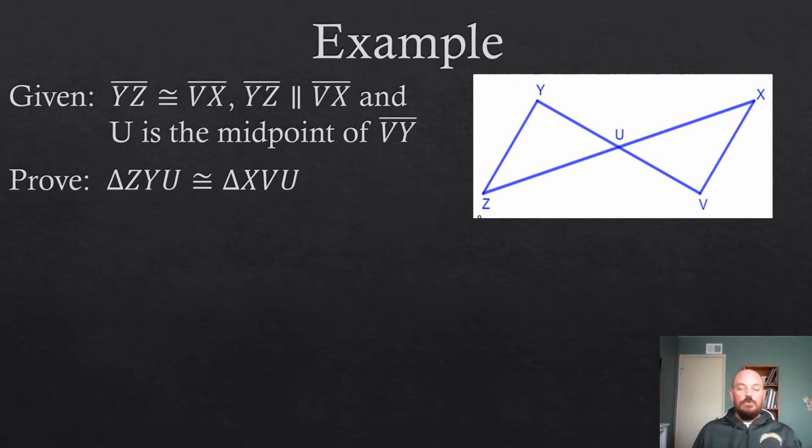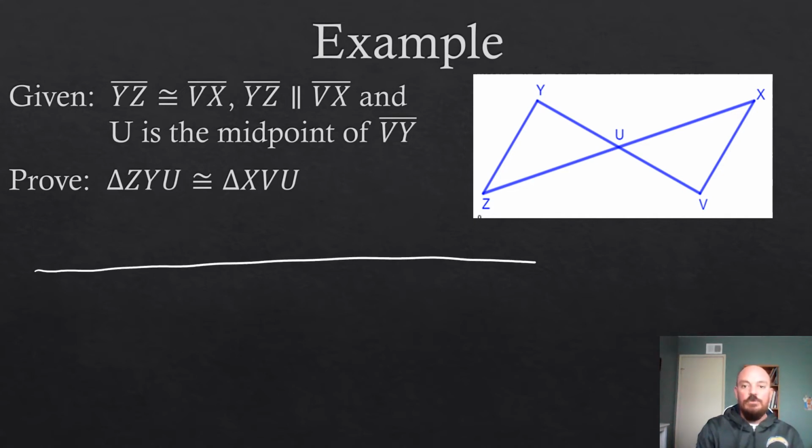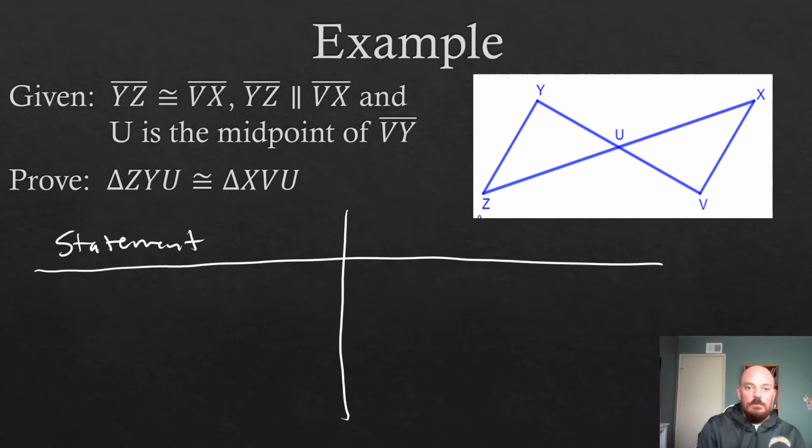Okay, let's do an actual proof here. So let's take a look at this picture. We have these two triangles that are sort of point to point. It looks almost like a bow tie. There's some given information, and we're asked to prove that triangle ZYU, which is the one on the left, is congruent to triangle XVU, which is the one on the right. So let's set up a two-column proof here. Let's do statements and reasons.